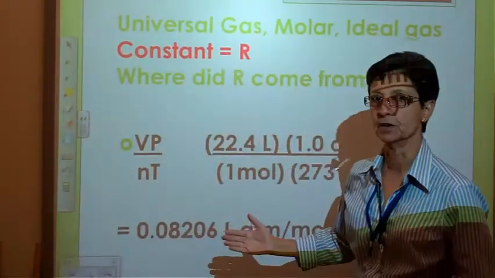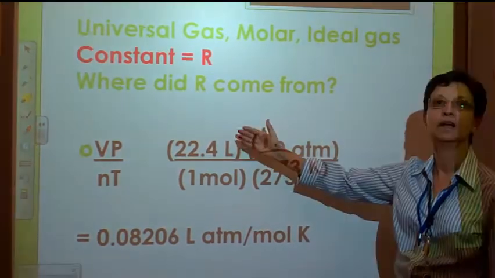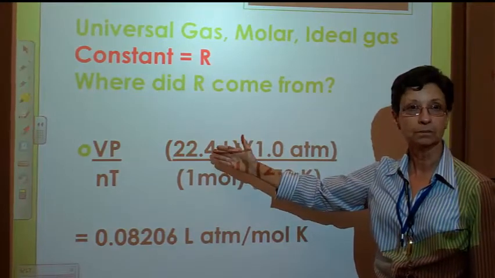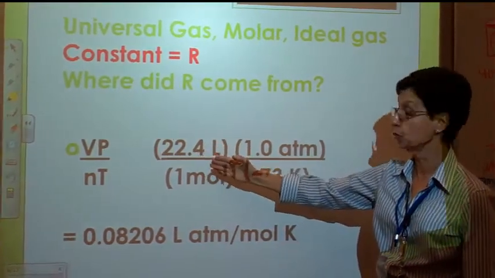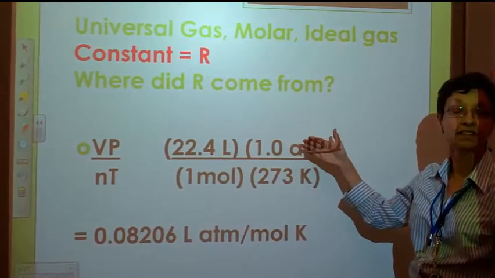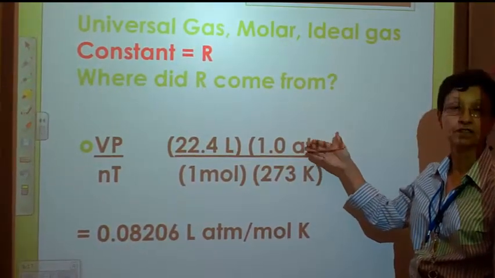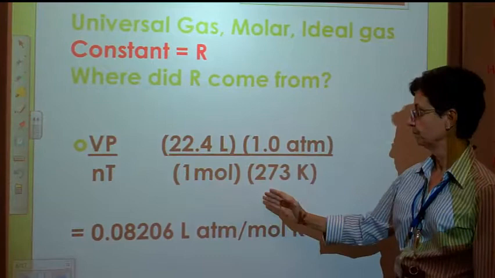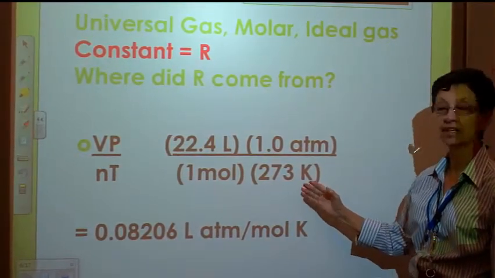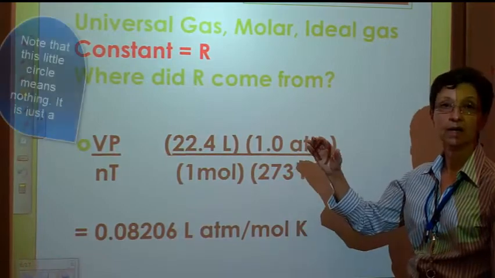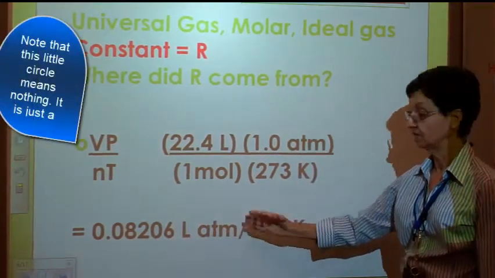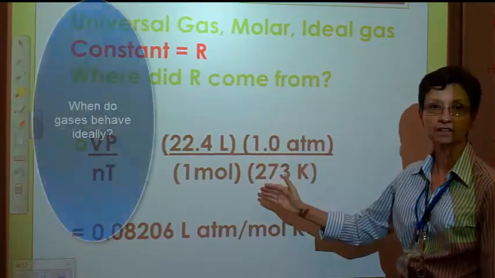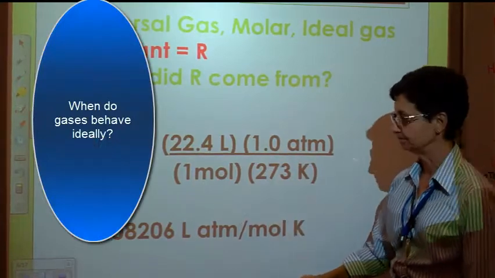So where does R come from? R is an important constant. That constant is derived from plugging in the molar volume at STP, which is 22.4 liters, the standard pressure, which is 1.0 atm, 1 mole, and the standard temperature in kelvins. This is what you get when you solve this problem, and this becomes a constant for our ideal gas law.